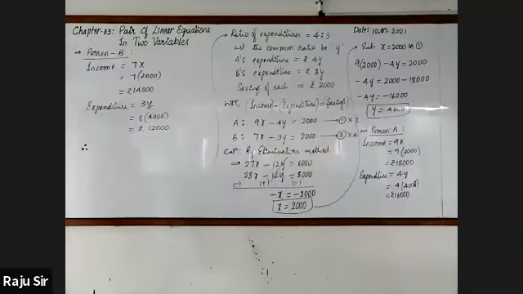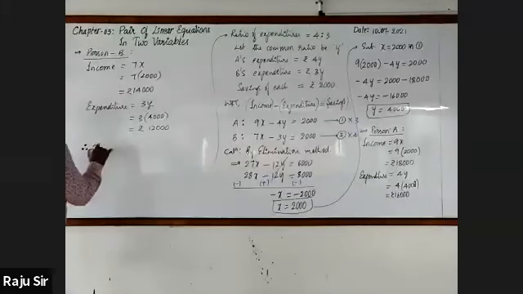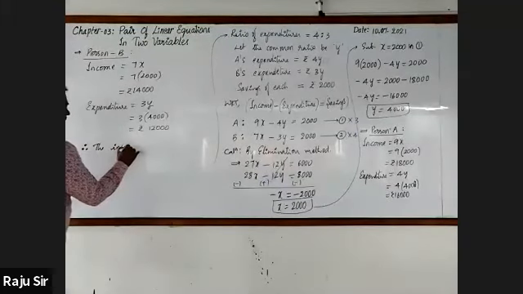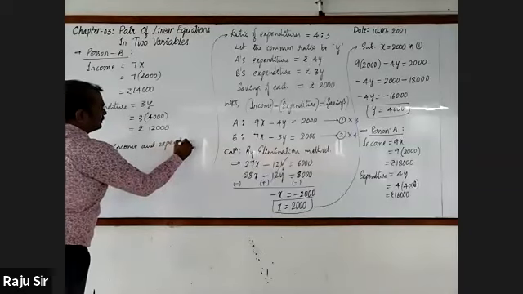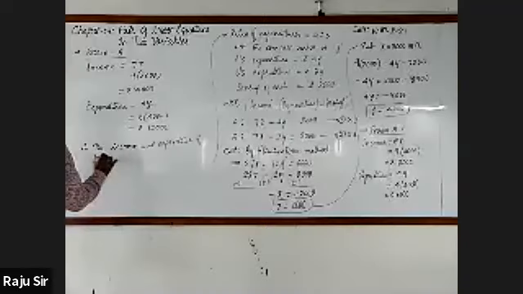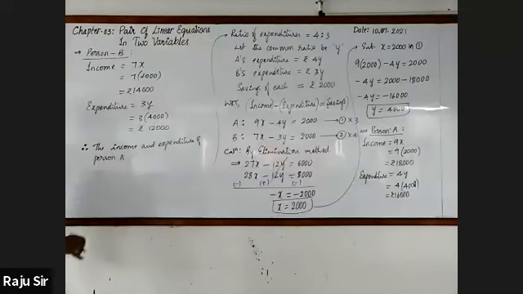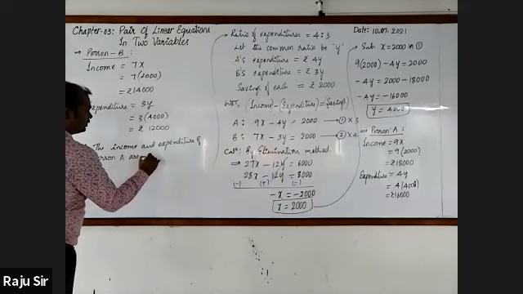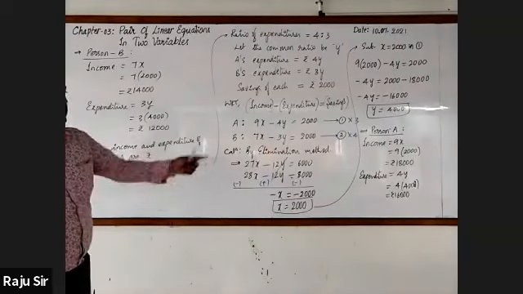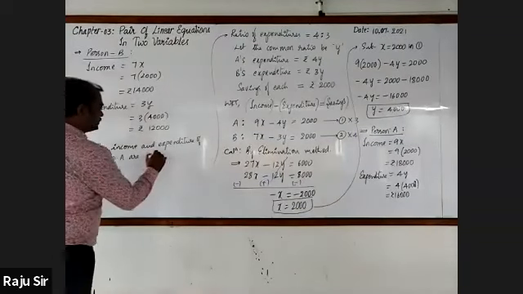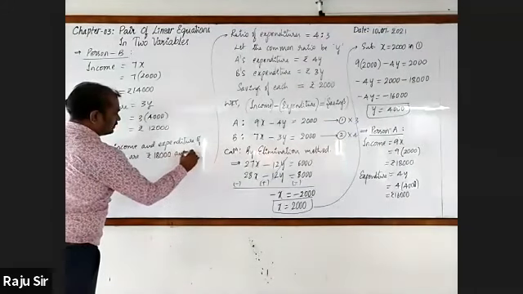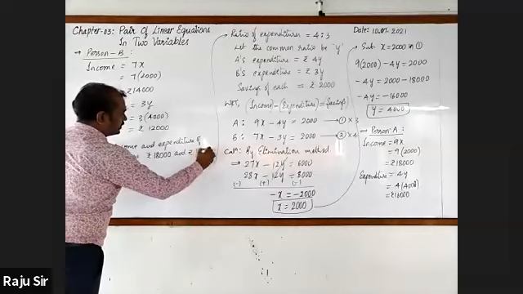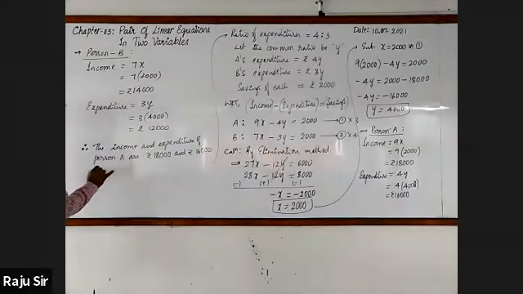Let's write the conclusion. Therefore, the income and expenditure of person A are rupees 18,000 and rupees 16,000 respectively.